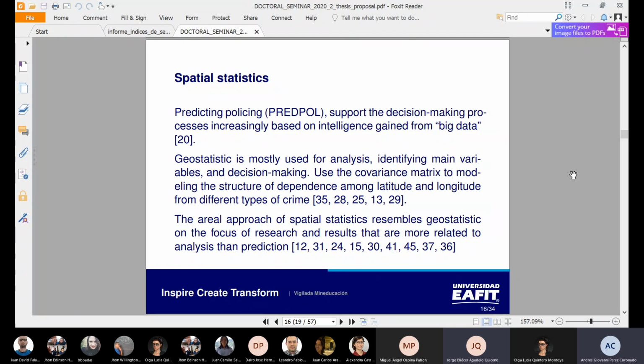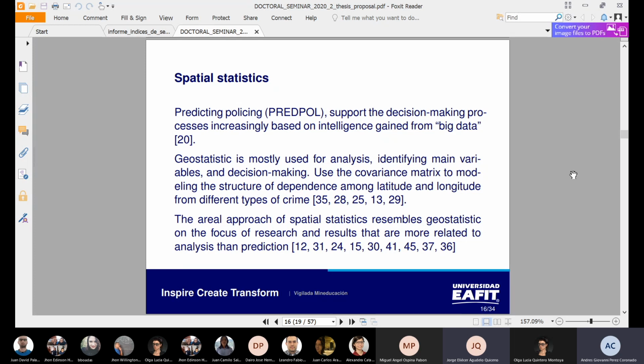Spatial statistics predicting policing, as in PredPol, supports the decision-making process, increasing the base of intelligence. They use big data and an algorithmic and software solution, geostatistics, that supports the decision system and uses the covariance of metrics to model the structure of dependence. The most important thing in geostatistics is this covariance, which makes the structure of dependence of all crimes, and even of the crimes and other variables.